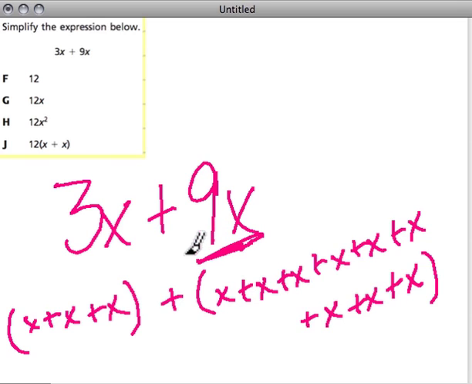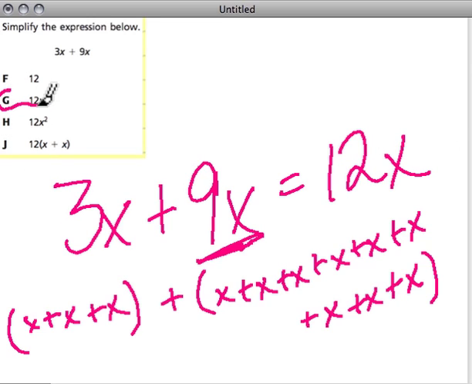x means. So if we're adding up all these x's, here we have 3 and here we have 9 more, eventually we're going to have 12 x's, and that's our answer, G. And let's look at this a little bit deeper.